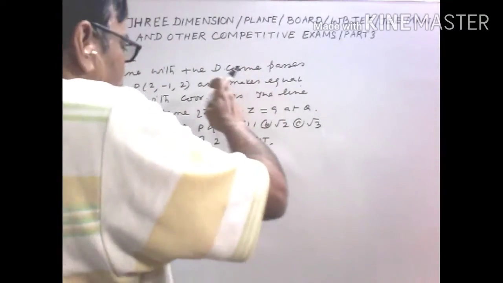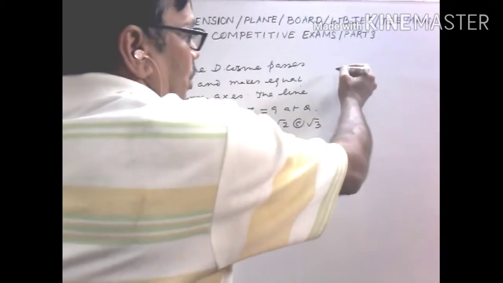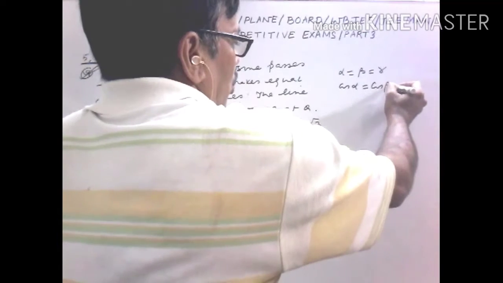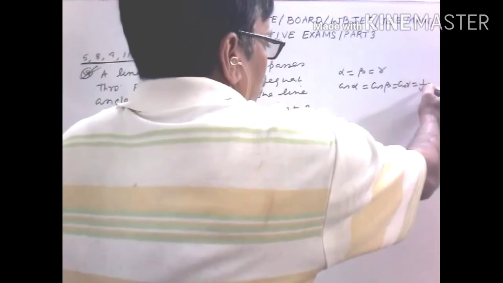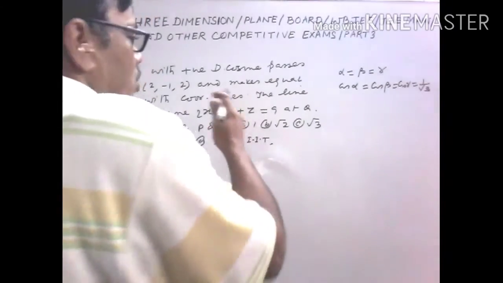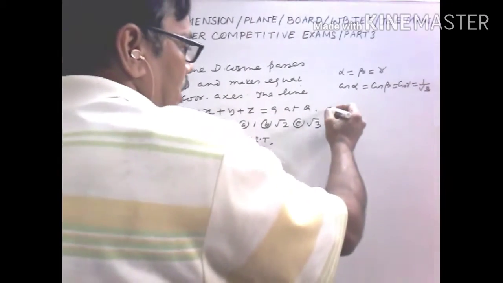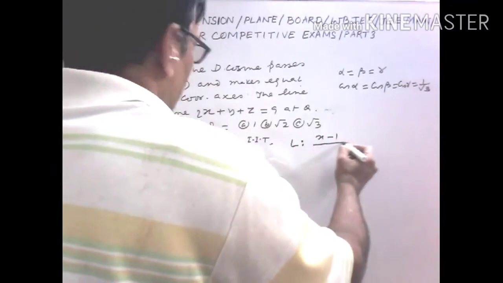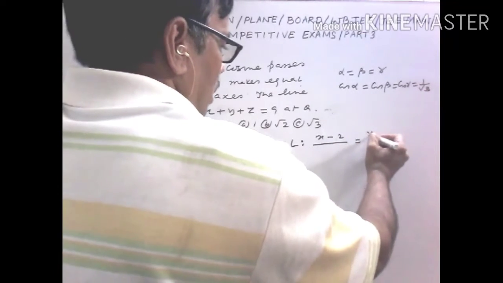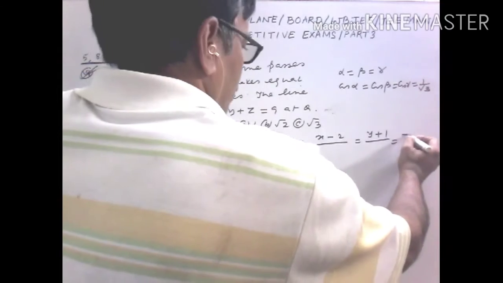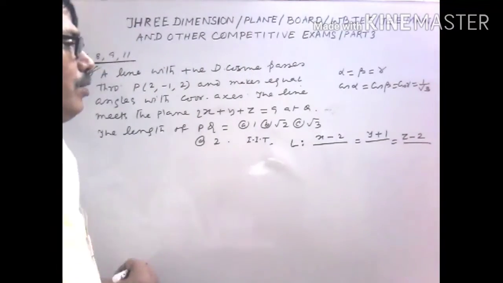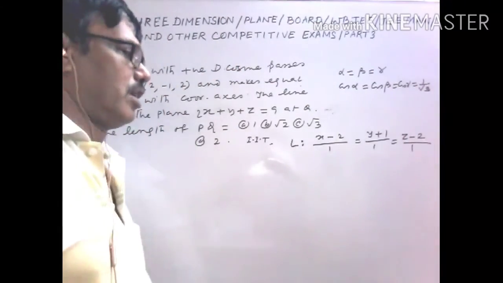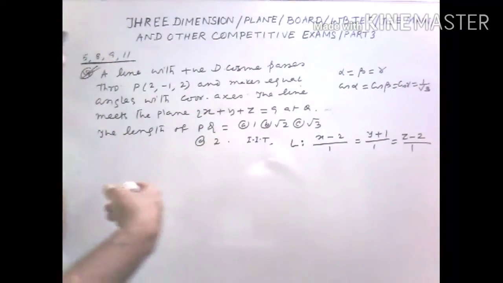We have already solved this problem, this part: equal angles with the coordinate axes. So alpha equals beta equals gamma. We have already proved it. Cos alpha, cos beta, cos gamma equal 1 by root 3. So what is the equation of the line? The equation of the line is (x minus 2) by 1, (y plus 1) by 1, (z minus 2) by 1. So 1 by root 3, the root 3 is cancelled out. So this is the equation of the line.